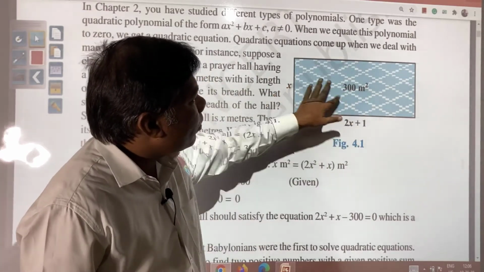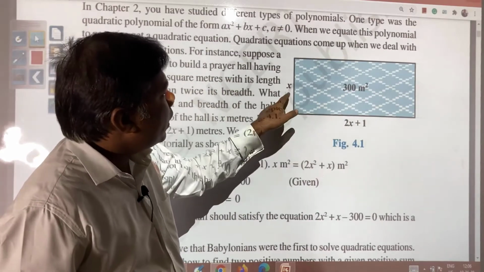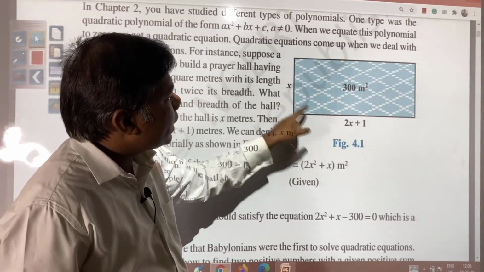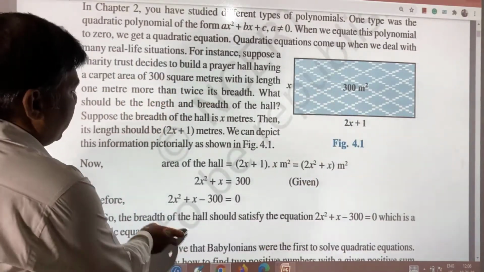And the area of this rectangular shape will be length into breadth, meaning x into 2x plus 1, and that is equal to 300, and you need to solve this.